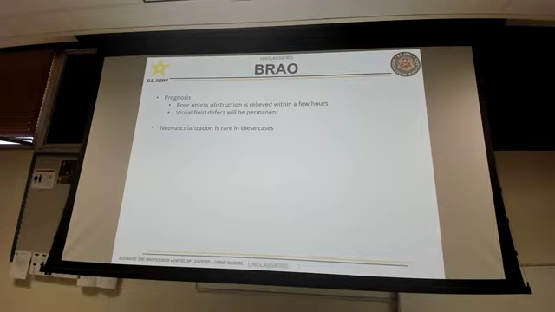So prognosis is still poor unless the obstruction is relieved and properly done within a few hours. That visual field defect will be permanent though. And neovascularization is typically rare in these cases.